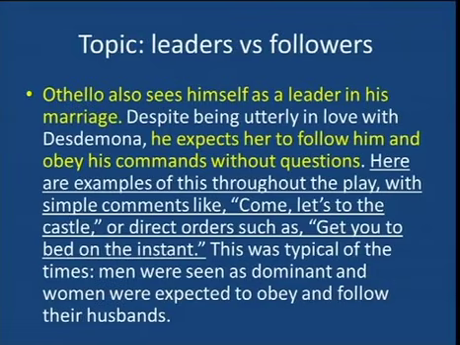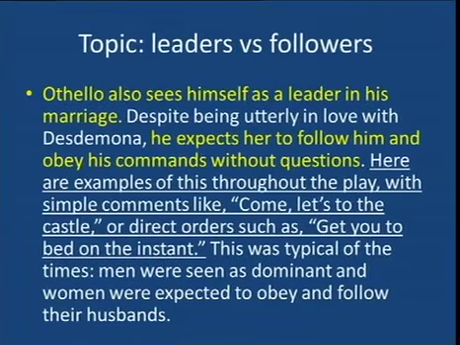Now, what I've done with that paragraph is I've split it into our sections. All the parts that are yellow would be the point that this writer is trying to prove. This writer is trying to prove that Othello is a leader in his marriage as well as in the army. Then what I've underlined is the evidence. So this writer has done quite well. They've found good evidence of how he is a leader, and especially with his instructions to Desdemona, he is her leader or her boss, if you will. And then the writer has explained at the end how the evidence works. So it says this was typical of the times. Men were seen as dominant and women were expected to obey and follow.